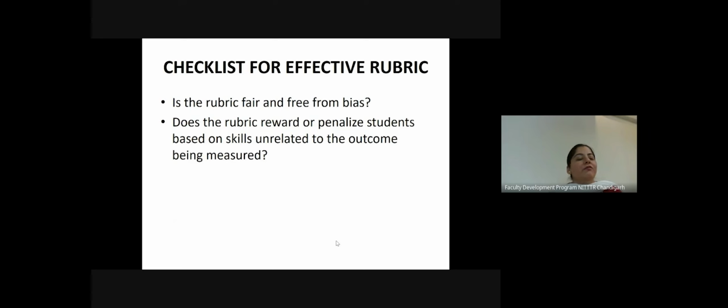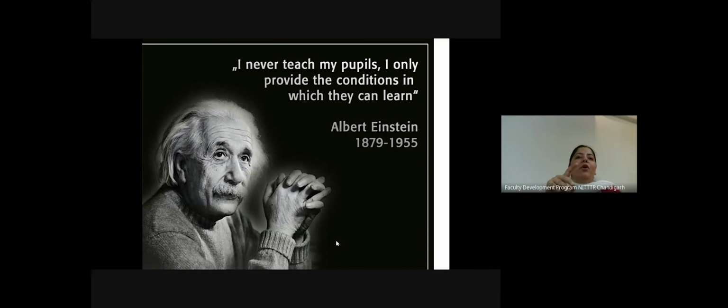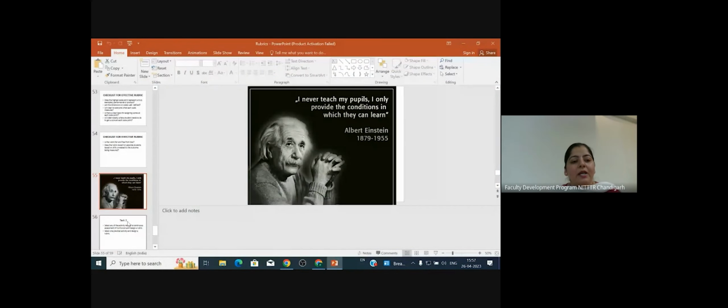Rubric must be free from any biases, and it must reward or penalize student based on the skill unrelated to the outcome being measured. So in nutshell, if as a teacher I'm not dealing the way I'm evaluating my student, I am not presenting a transparent kind of evaluation at institute level. Okay. So Albert Einstein said, I never teach my student, I only provide the conditions in which they can learn. So this is how it is possible for us to design a rubric.